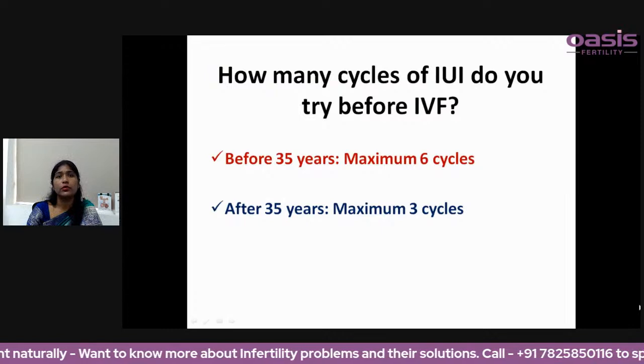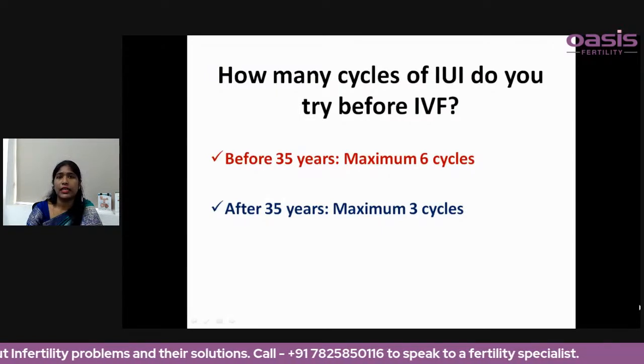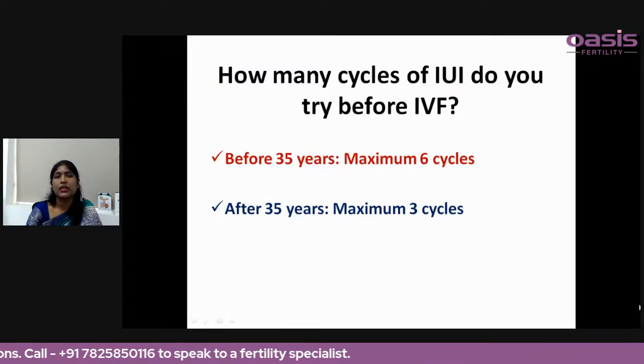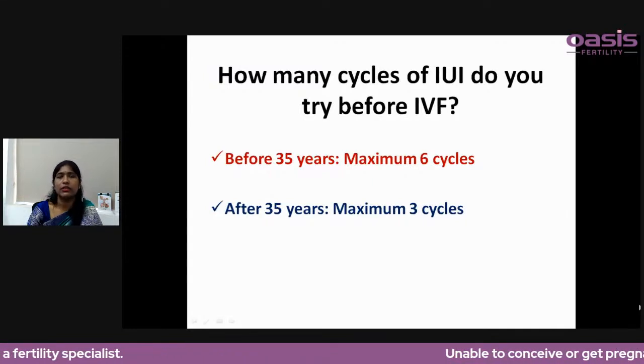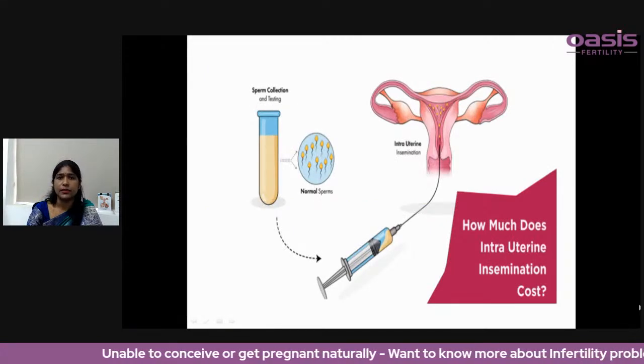However, if the woman is more than 35 years, to save time, because at this age every month is important as every month they're losing some follicles and eggs, after 35 we advise not more than 3 cycles of IUI, and if failed, then we go for an IVF. So how much does an intrauterine insemination cost?